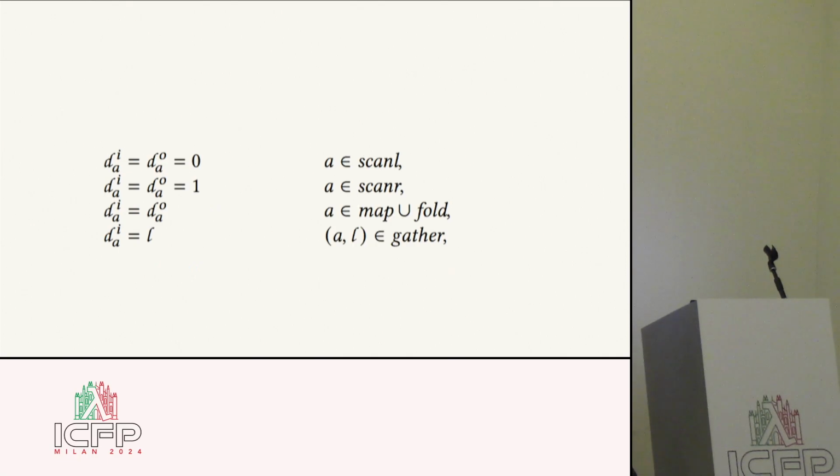Then finally, we've got the combinator-specific things. Any scan from left to right, we're restricting its input and output to 0. Any scan from right to left, we're restricting it to 1. For most of the other combinators, we're just restricting something like the input that needs to match the output order. And for any gather, we're saying that the input order of the gather is always equal to its label. The output order of the gather can be anything.